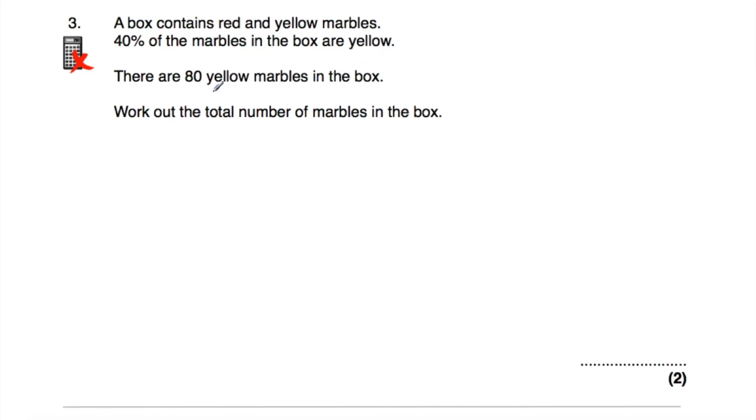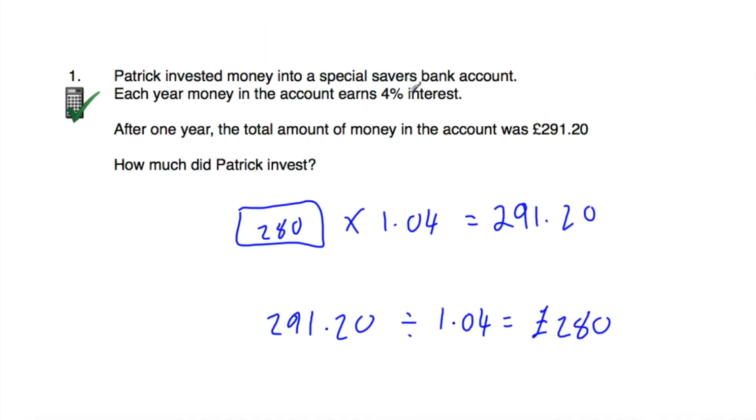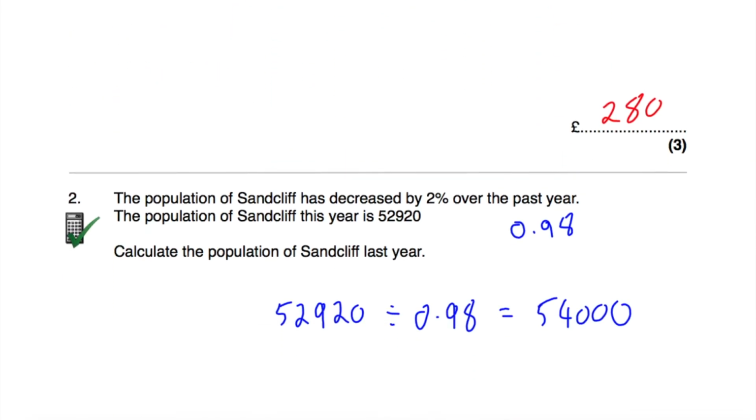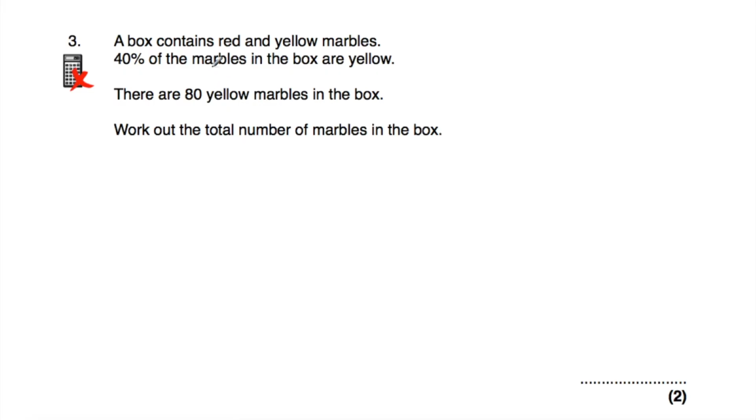Now this question is a bit different than question 1 and question 2, because in question 1, the amount of money in the bank went up by 4%, and in question number 2, the population went down by 2%. But in this question, nothing's going up or down. We're actually just being told what 40% of the marbles are. 40% of the marbles are yellow, and there's 80 yellow. So that means that 40% is equal to 80 marbles.